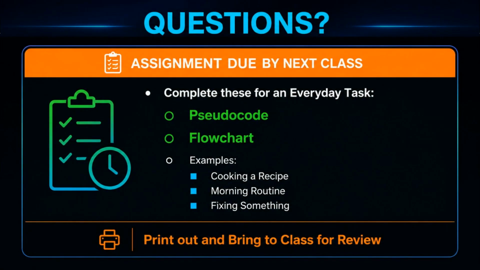Before next class, complete pseudocode and a flowchart for an everyday task of your choice: cooking a recipe, your morning routine, fixing something around the house. Print both out and bring them to class for review. This is great practice translating a real process you already know into the structured logic we've covered throughout this chapter.